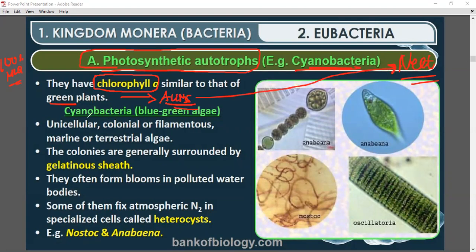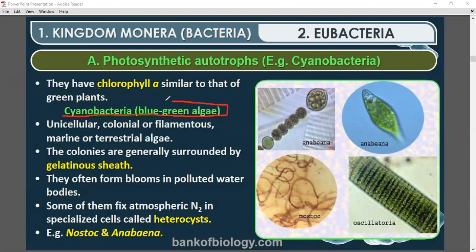Then cyanobacteria. Cyanobacteria are known as blue-green algae, very important. They may be unicellular, colonial or filamentous, and marine or terrestrial. Look, different cyanobacteria such as Anabaena, Nostoc. You are familiar with these two terms, right? Anabaena, Nostoc. Different structures of Anabaena.